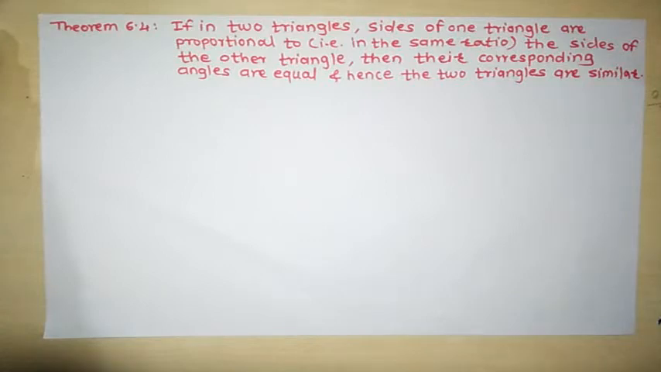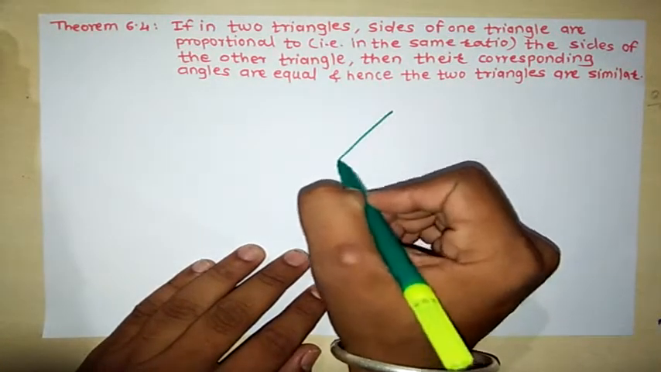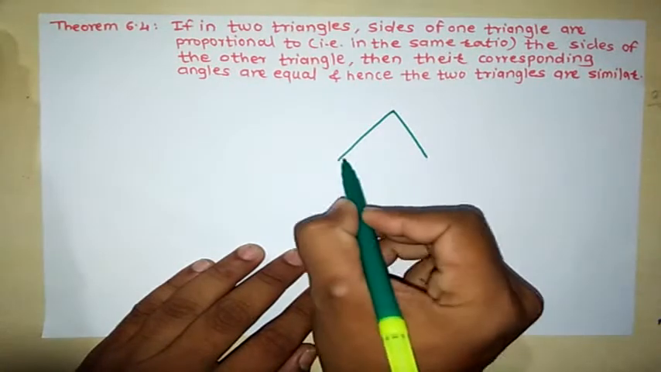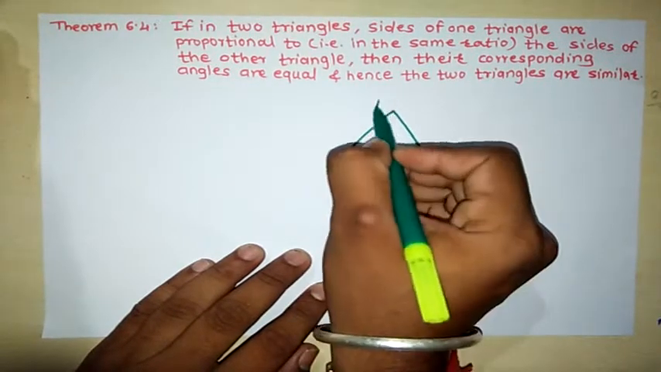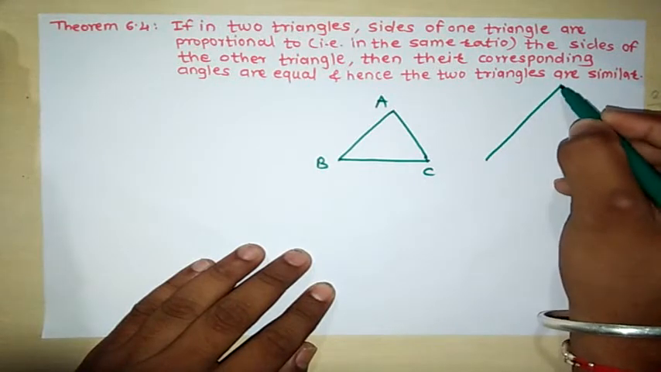See, to prove this we have to consider two triangles again. Let us consider one triangle, triangle ABC. The first triangle will be triangle ABC and the second triangle will be triangle DEF.